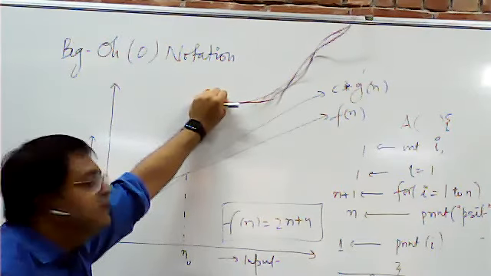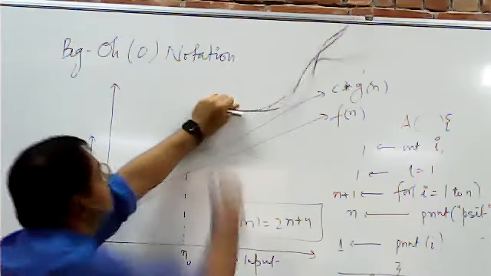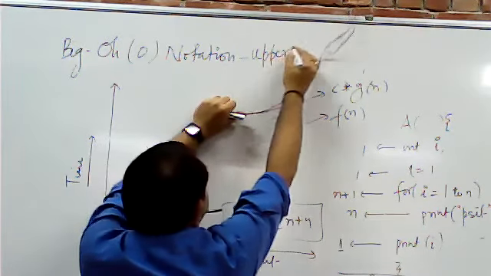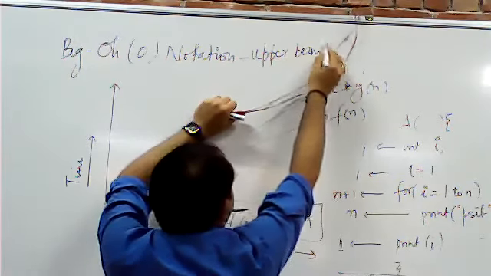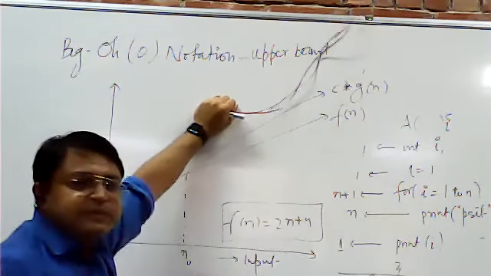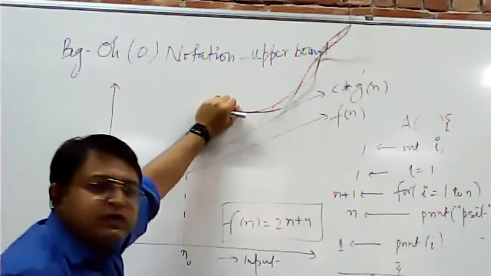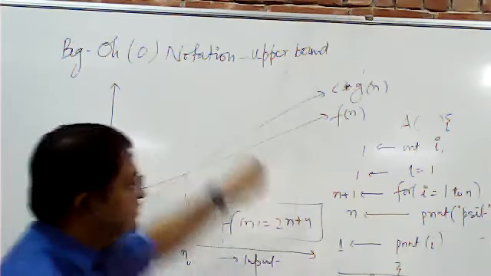Now what is G(n)? G(n) is an upper bound. We have already discussed that big O notation provides us an upper bound. So G(n) is basically an upper bound for this function. How to decide the upper bound? Let's see an example.